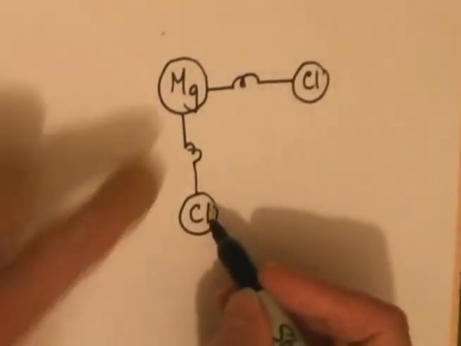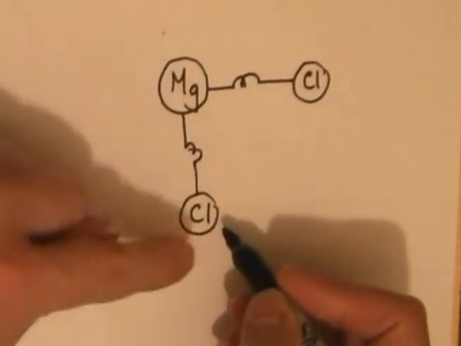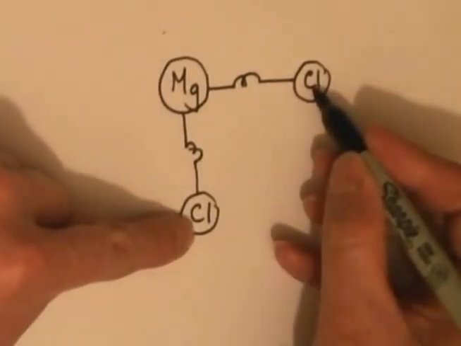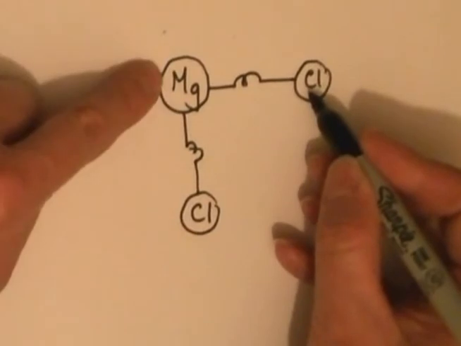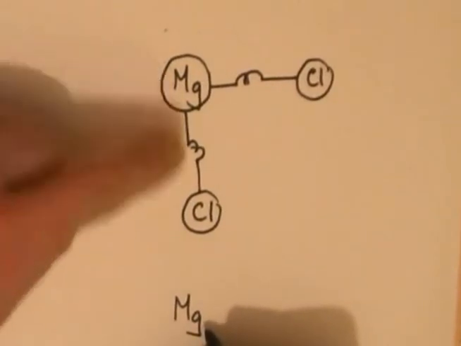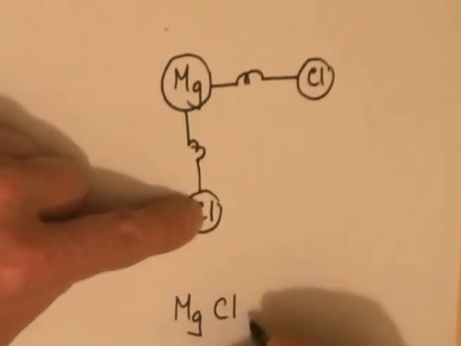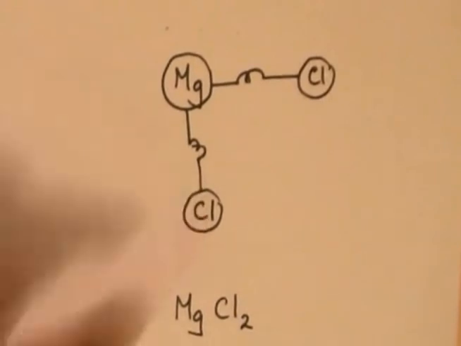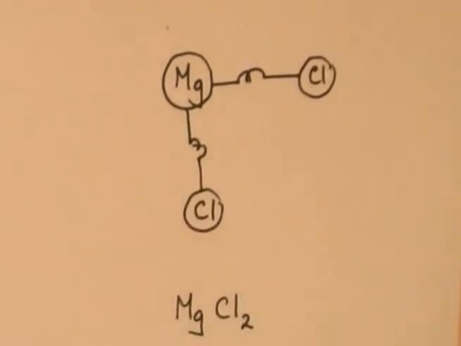So that means I've got one magnesium atom joined onto two chlorine atoms, so I can write that as Mg, and I could write the 1 but I miss it out, and then Cl with a little 2. So there's the magnesium chloride, and there's the formula.